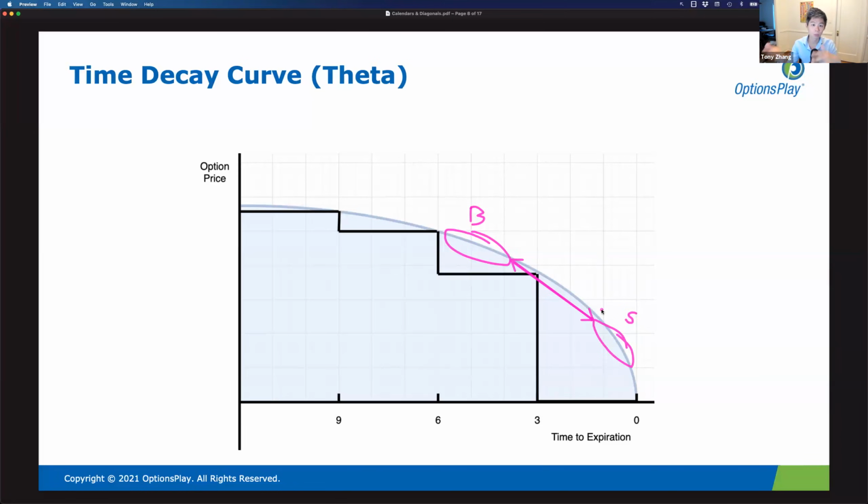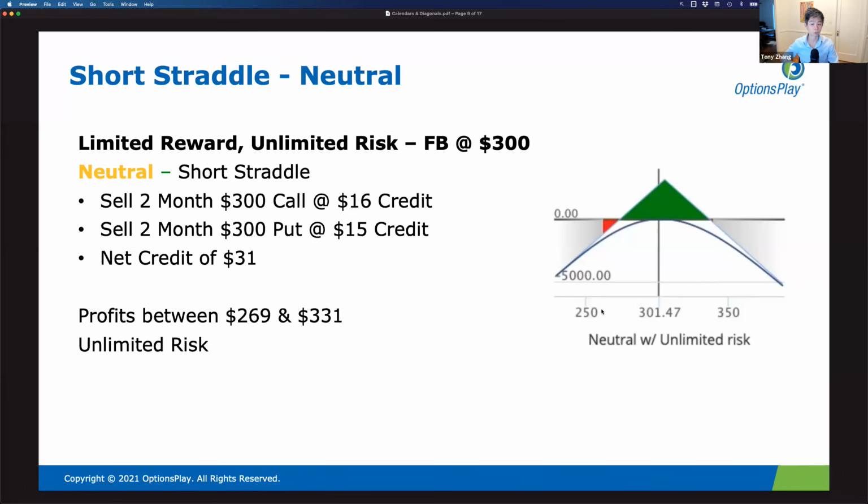Because when we're trading a debit spread, we're still net short theta. With a time spread, sometimes you can actually get positive theta. So by buying an option, you're actually collecting premium. So this is really what we're doing when you're trading a time spread.